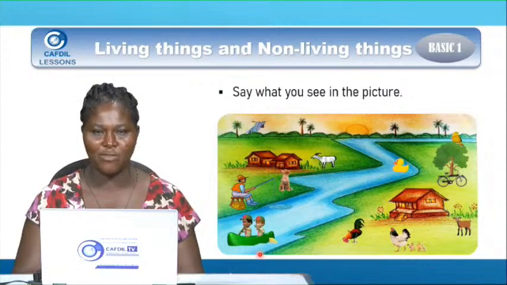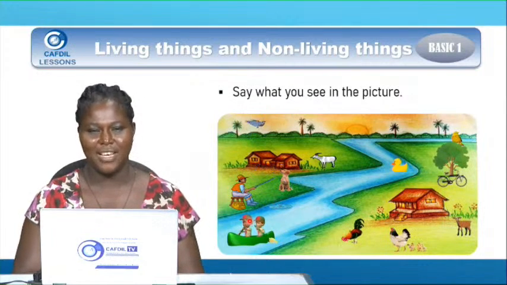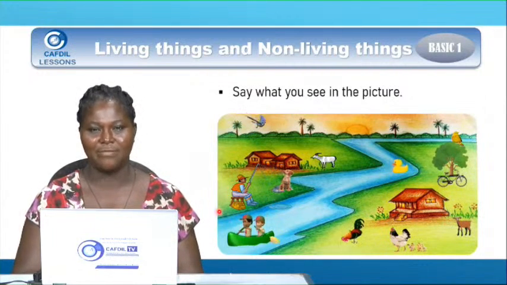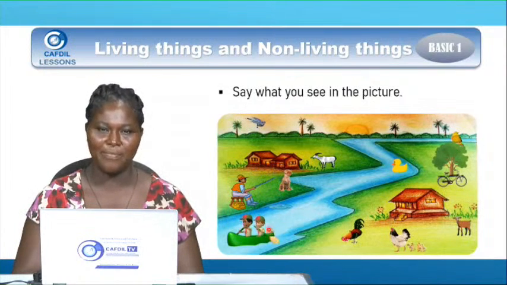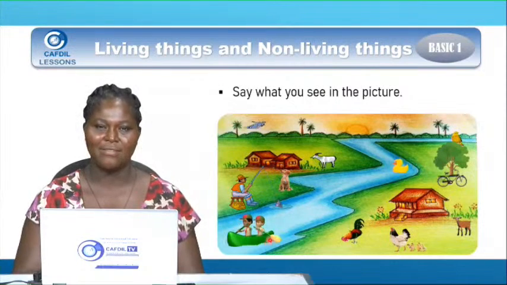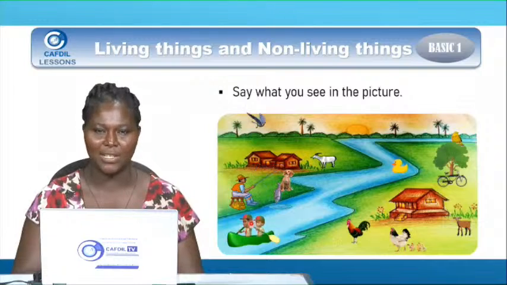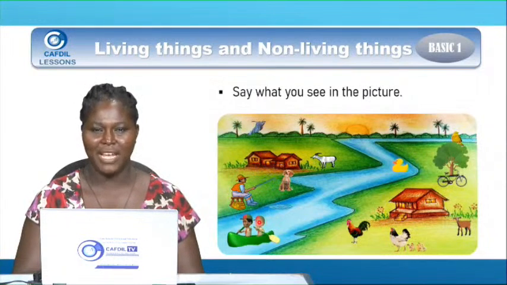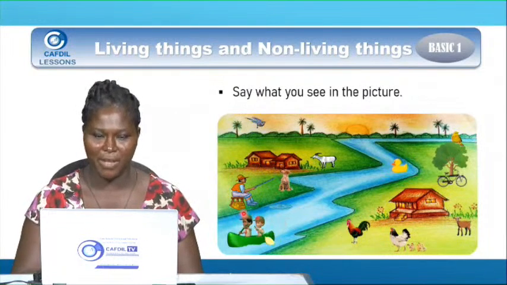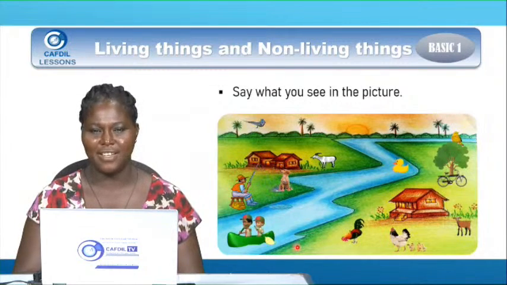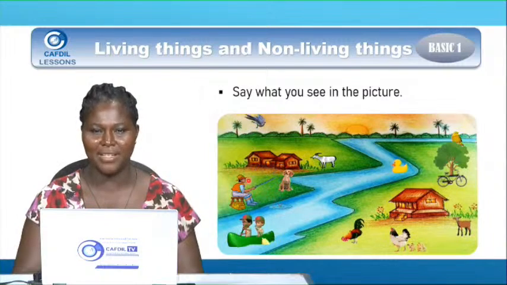First of all, we have 2 boys in a canoe. What are they doing? Let's look at them. 2 boys. They are in a canoe. They are paddling the canoe. They are in a river. The canoe is on the river.